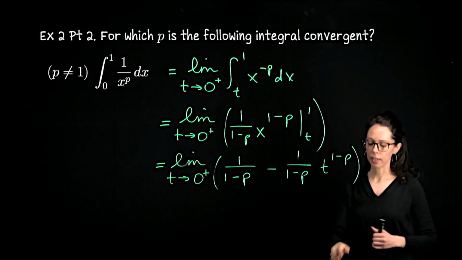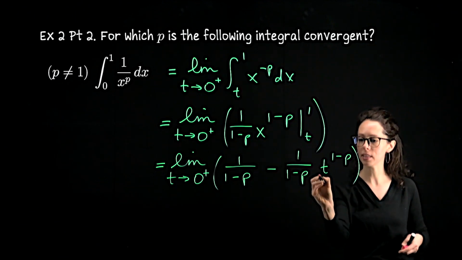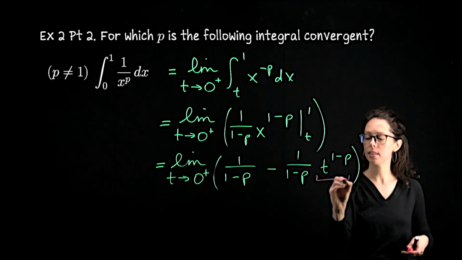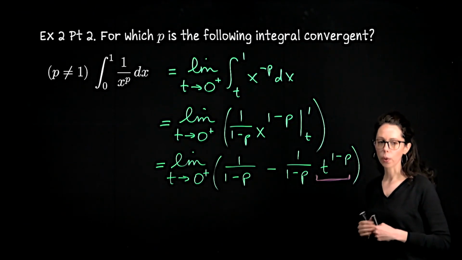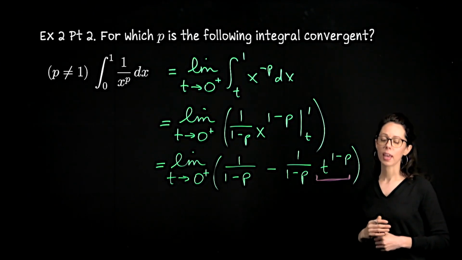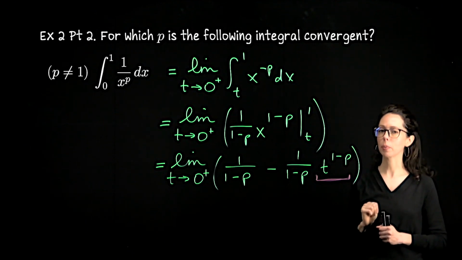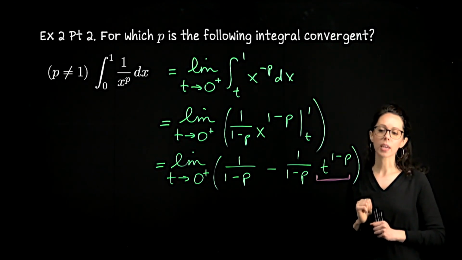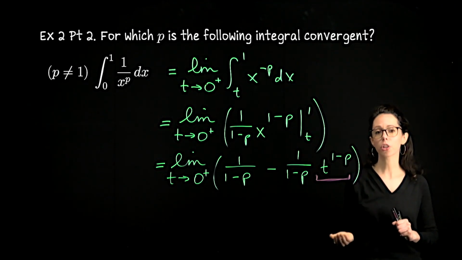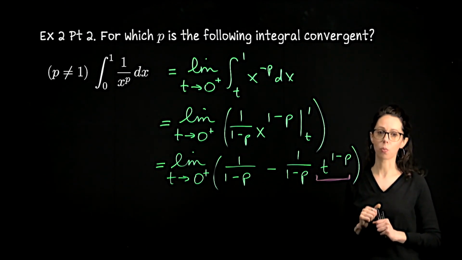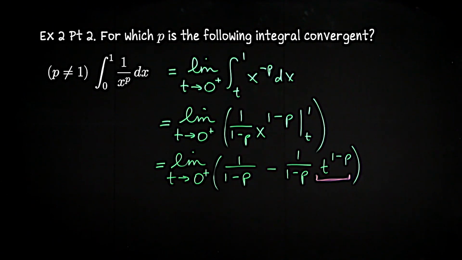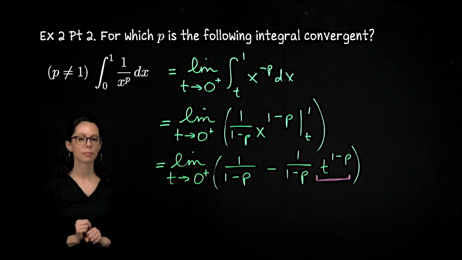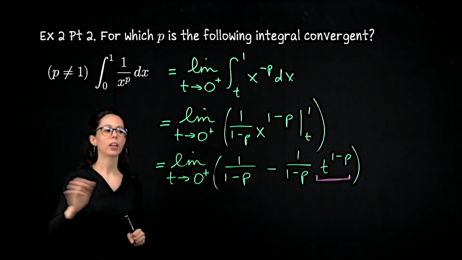The question is, what happens to this piece as t approaches 0 from the right? In particular, it's going to depend on p, and we have a switch in the behavior when p equals 1. So take a moment to test a case where p is larger than 1 and a case where p is smaller than 1. I'm going to work through some examples over here on the left.